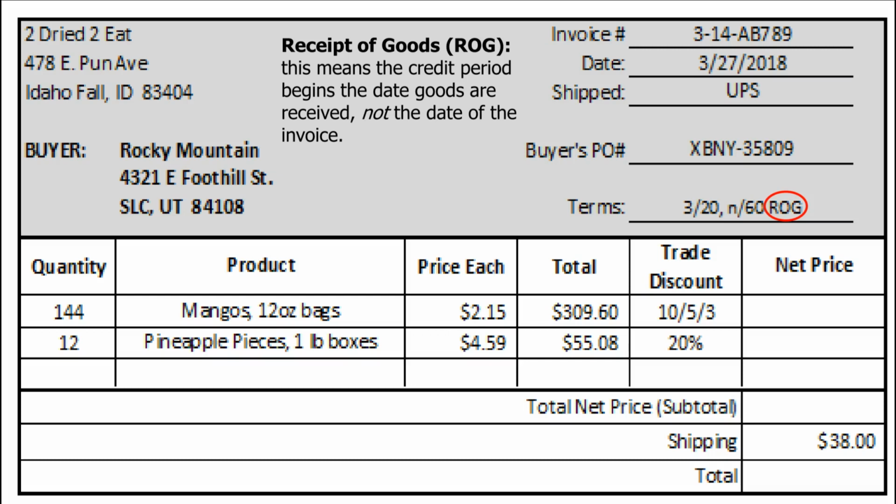Now, if we're going to calculate how much our net price is for the mangoes, then we would take 309.60 and multiply it by their series discount of 0.9, 0.95, and 0.7. Oh, I guess I could have put that down here on this line. And so that would give us 256.77. All right, so that was this calculation. And then we'll do the other one on the line below.